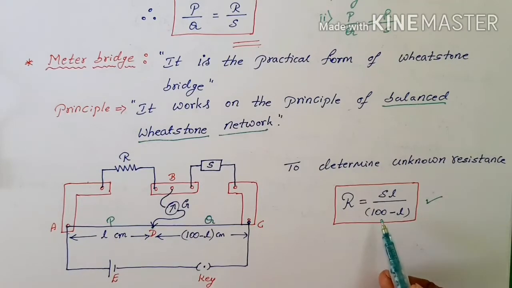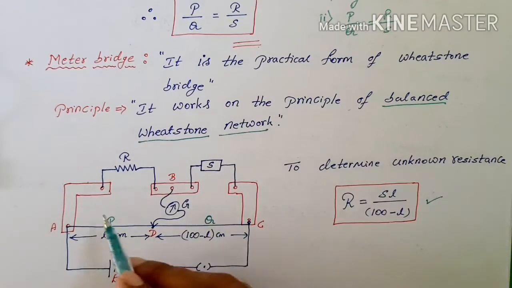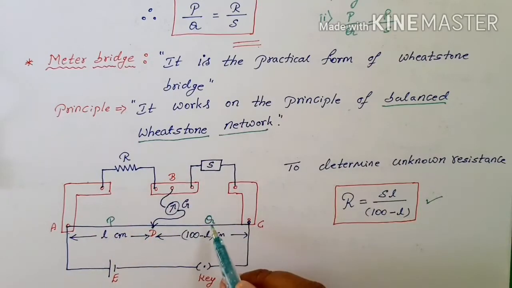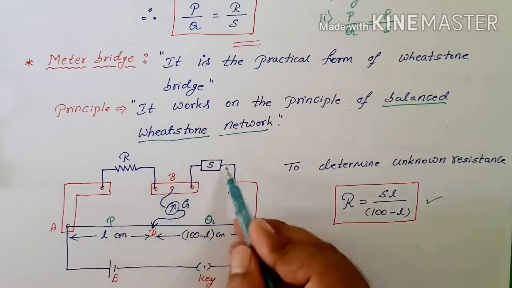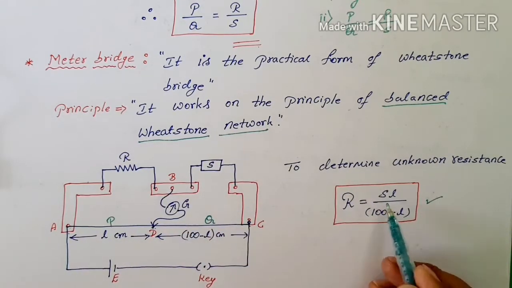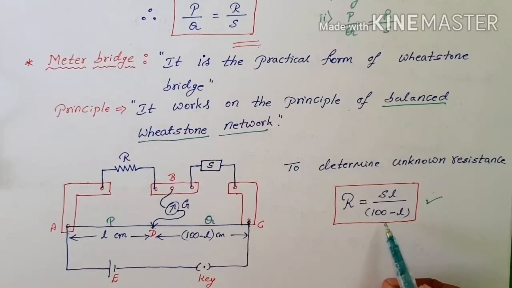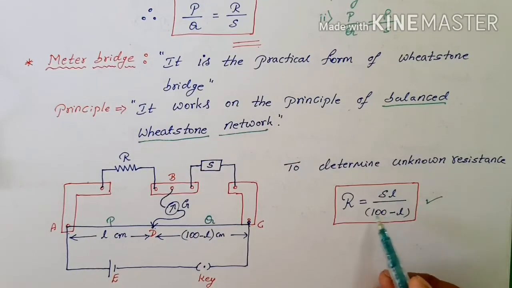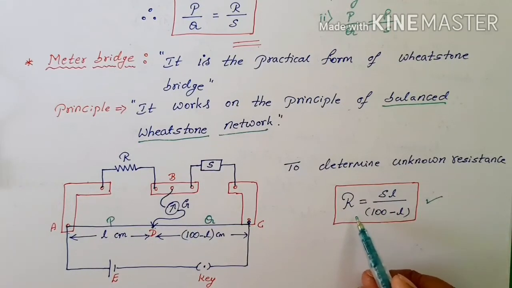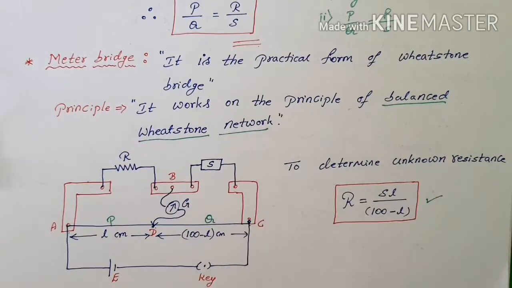This is how we get it. Like P by Q is equal to R by S, the same condition, but instead of P I use L, and instead of Q I take 100 minus L. Then by cross multiplying you get the formula R is equal to SL by 100 minus L. All these three factors will be known. By taking these known factors you can find the unknown resistance. Is it clear? You will understand much more about the meter bridge in practicals.